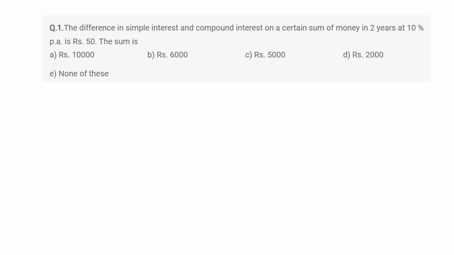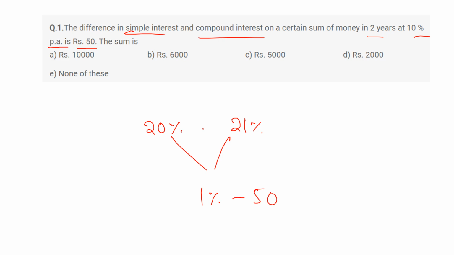Let's solve this. So already you are aware, right? 2 years, for simple interest, 2 years 10% means 2 into 10, 20%. What about compound interest? Just now I said, 10 plus 10 plus 1, 21%. What is the difference here? 1%. What is the value here? Difference per annum is 50. 1% is 50 rupees. Then the sum, 100%, 50 into 100, 5,000.